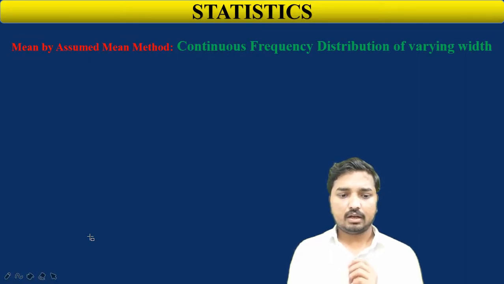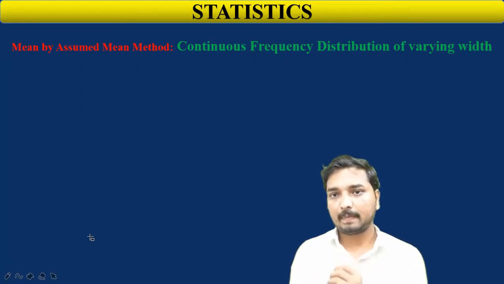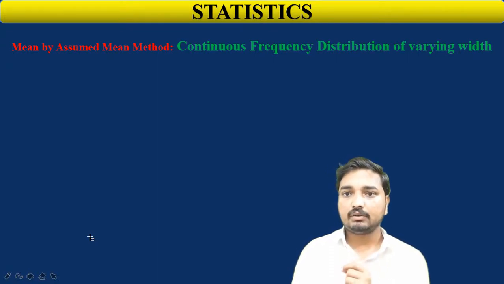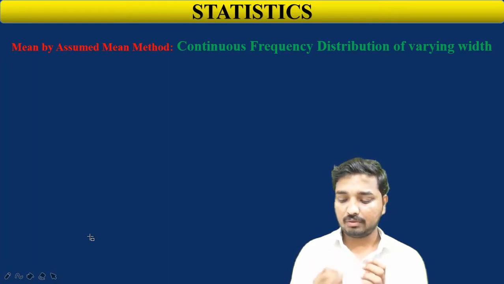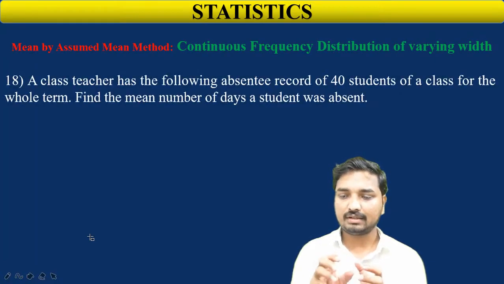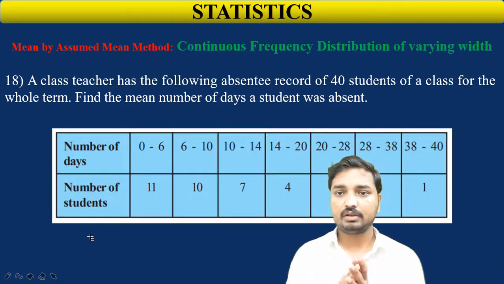Look here. Mean, here also I'm going to calculate by the assumed mean method, for a continuous frequency distribution of varying width. In 9th standard, you have studied data with varying width. It happens only in the case of continuous frequency distribution. I have to clarify one thing for you: what is width? What is the width of a class interval? First look at the question.